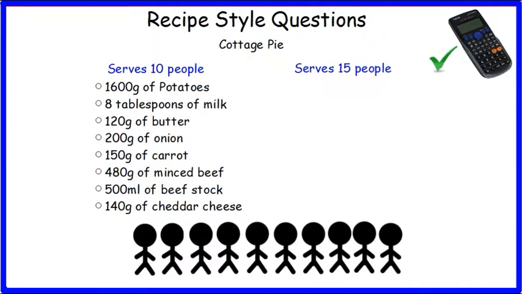If you were asked for 15 people, there are 2 methods you could use. You look for a common factor. So a factor that goes into 10 and a factor that goes into 15. The one that I see is 5 people. Now to get from 10 to 5 people, I divide it by 2. We've already seen that that would be 800 grams of potatoes.